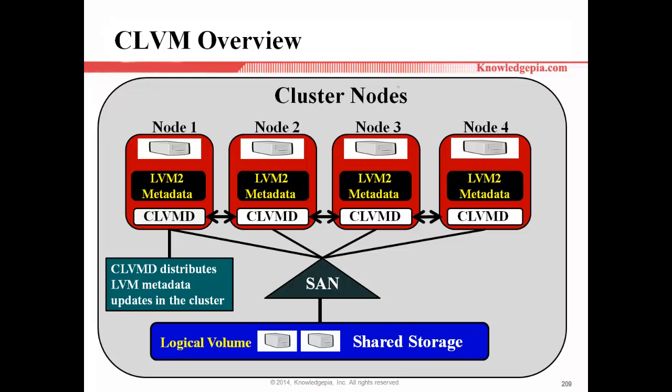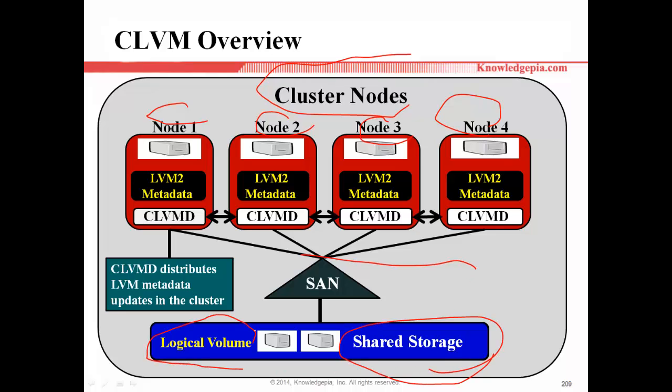Okay, CLVM overview. Now we are studying the Linux cluster. Here we have cluster node 1, node 2, node 3, and node 4. And this is a shared storage that supplies logical volumes to the clustering nodes. Each cluster node will have the daemon CLVMD, and these CLVMD daemons communicate with each other and carry the LVM2 metadata. Each CLVMD daemon distributes LVM metadata updates to all clustering nodes, so all cluster nodes will have the same information about the LVM from the shared storage.